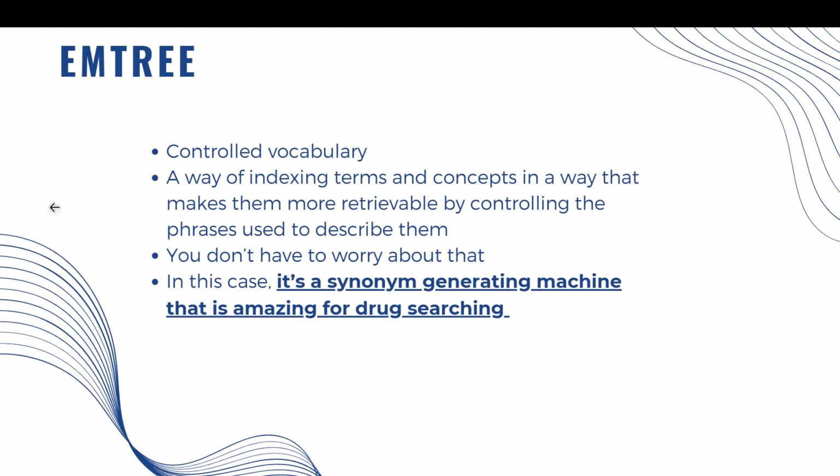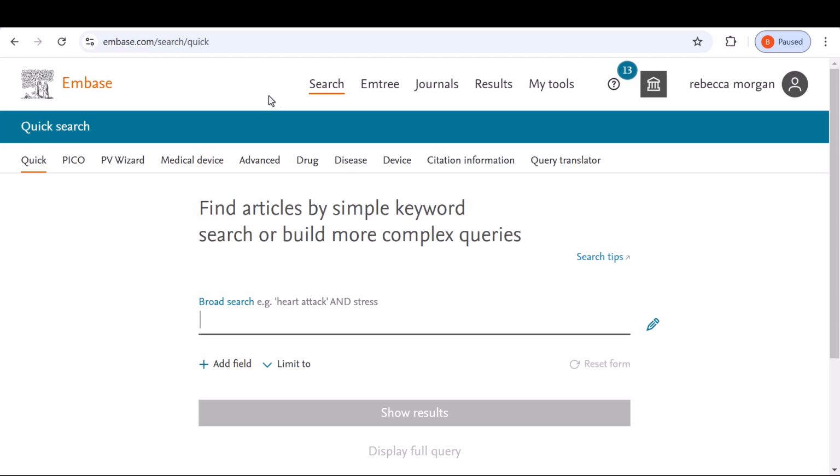And so that's controlled vocabulary. PubMed also has a controlled vocabulary you may have heard of called MeSH, which stands for medical subject headings. Emtree in Embase, however, is just built in a way that makes it a lot easier to copy and paste synonyms and additional terms out from it to build a basic search than MeSH does. And so you really don't have to worry about the controlled vocabulary or the complex part of Emtree. You just have to think about it in this case as a synonym generating machine that is really amazing for drug searching.